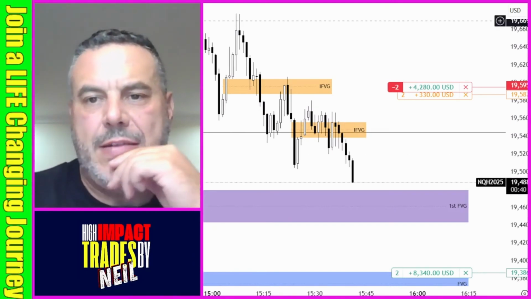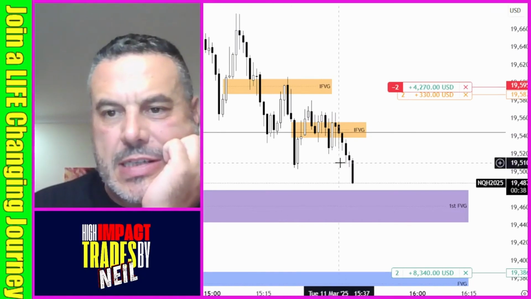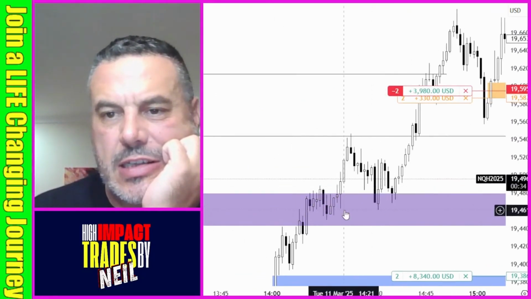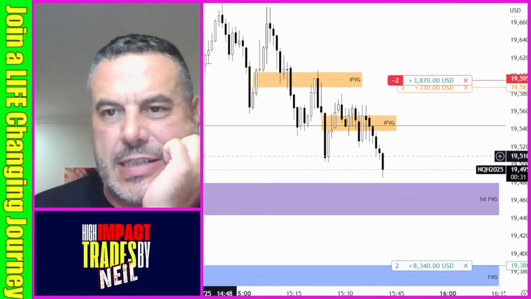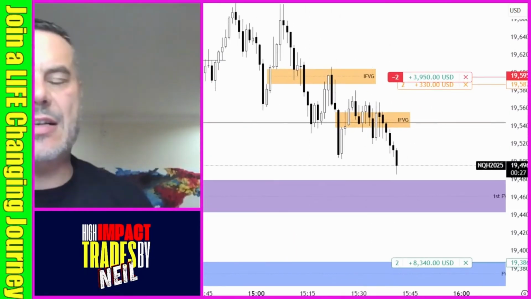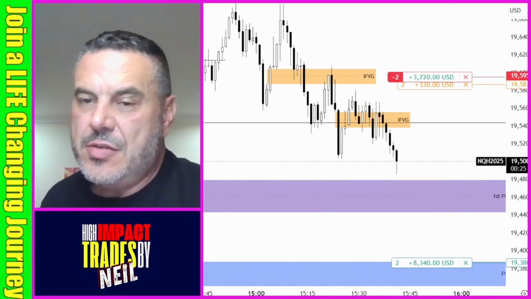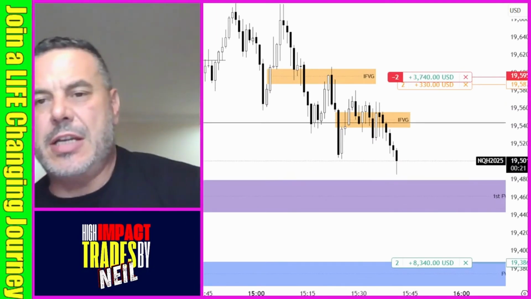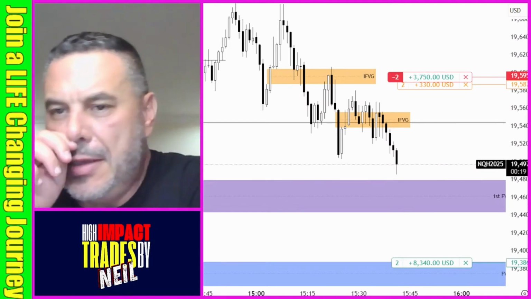Slow grinding move, and we must see a nice aggressive push into these equal lows here. The reason I say that is normally, if you've got liquidity marked out and price gets close to it, it tends to move through it quite quickly and reject it, or then continue from there.